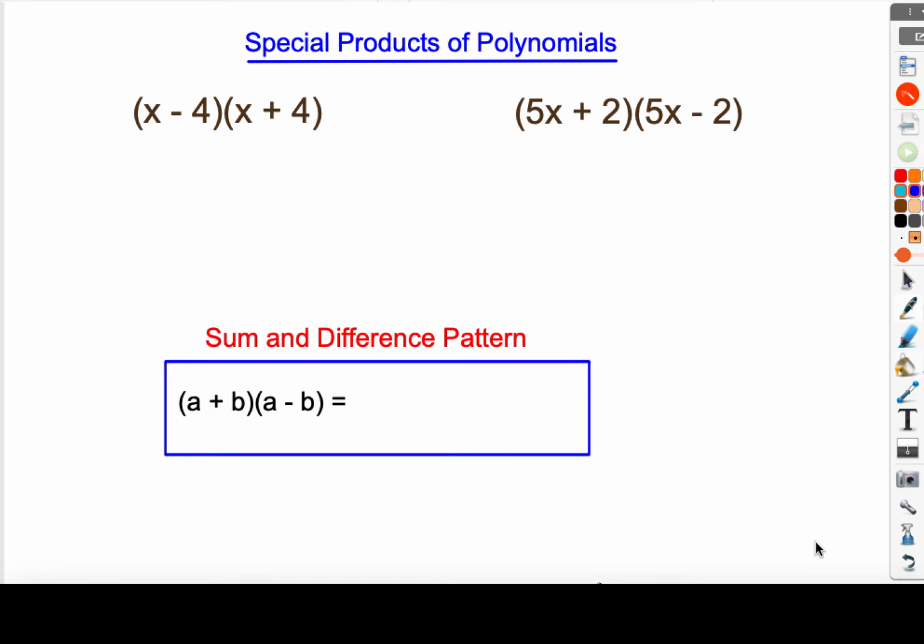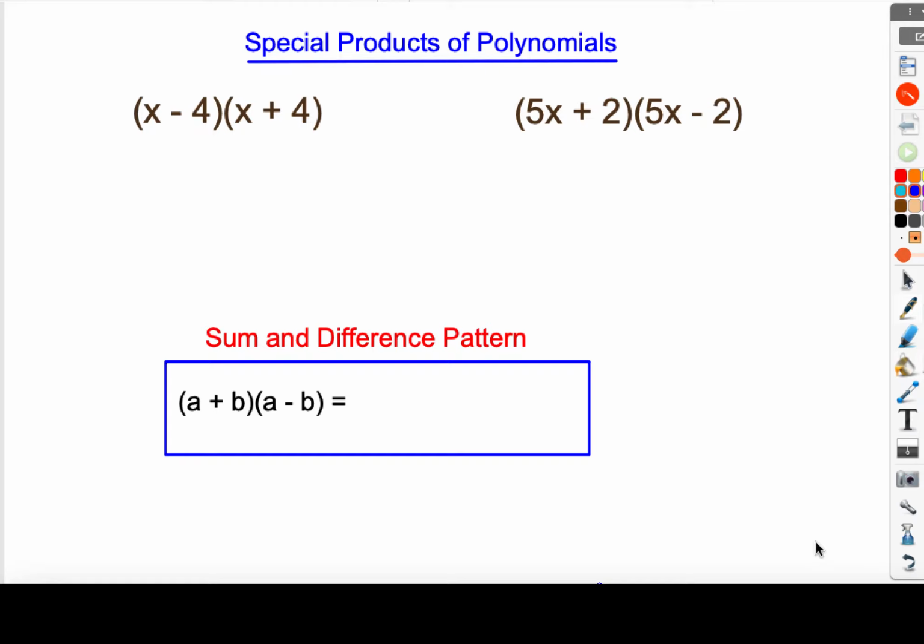All right, this video is going to talk about some special products of polynomials, special patterns that we can get. We already know how to add, subtract, and multiply polynomials, but sometimes when we do this, there's a slightly faster method if we notice a good pattern.